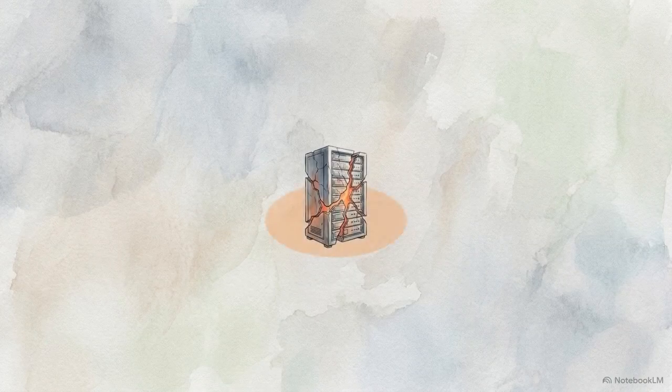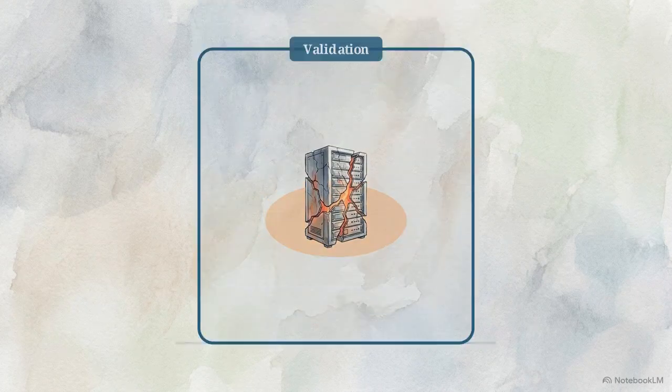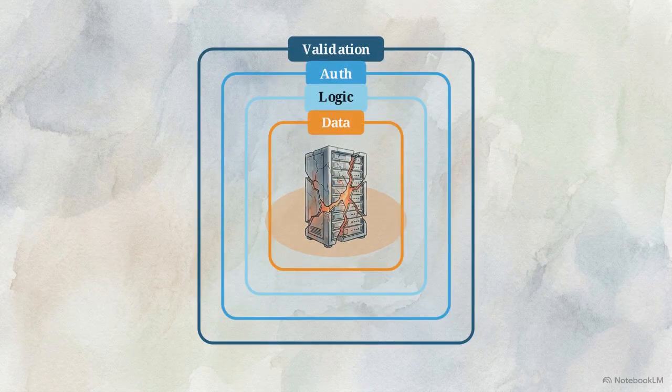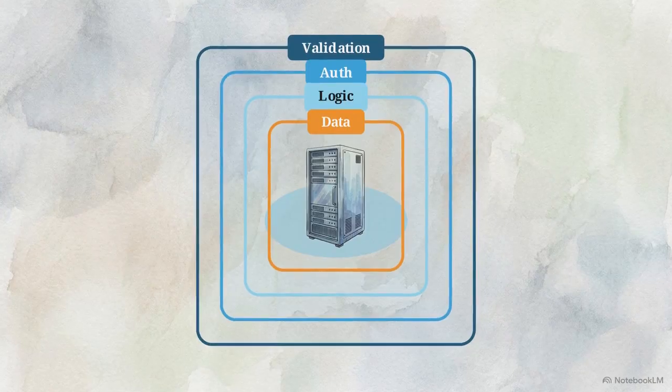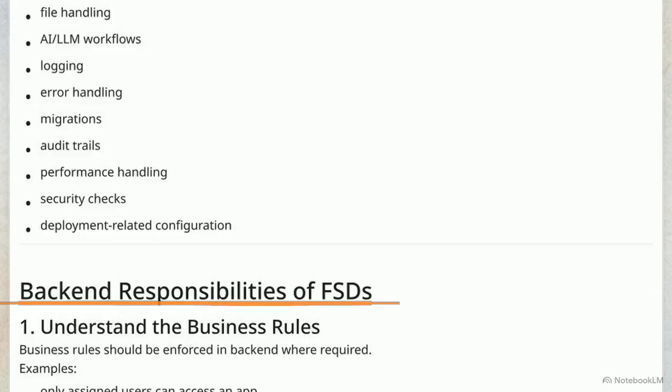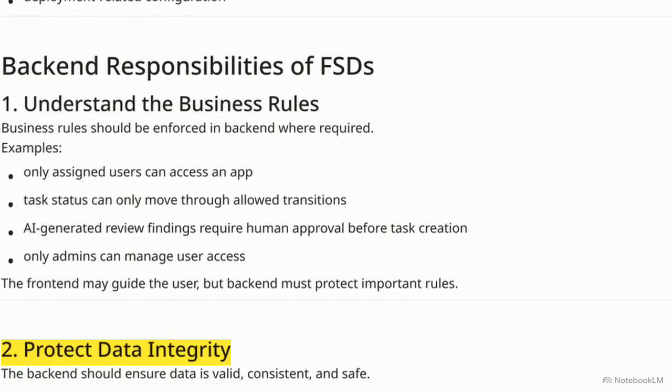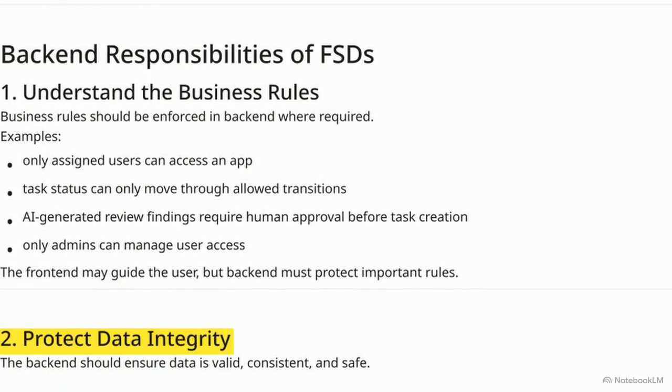We are going to construct a resilient, production-ready backend system from first principles, taking a fragile, naive script and reinforcing it layer by layer. We will cover the 10 core backend responsibilities of full-stack developers, moving step by step from basic data integrity all the way to full operational maturity.